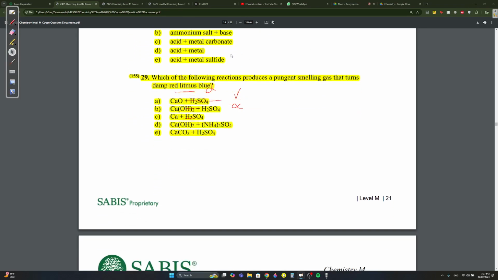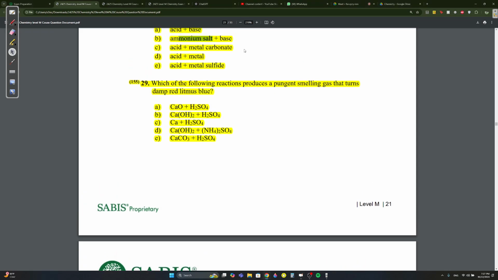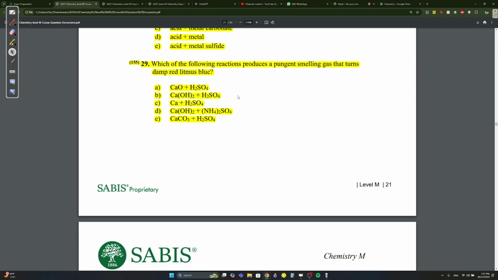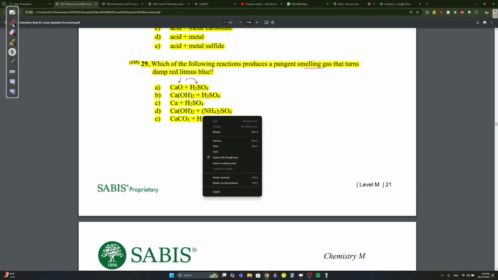Which of the following reactions produces a pungent smelling gas that turns damp red litmus paper blue? Obviously, the answer was B, right? Because we wanted ammonia. Which one gives me ammonia? Obviously not this. Obviously not this. Obviously not this. This is base. This is metal oxide plus acid. Obviously not. The only thing that can get me ammonia gas is when you have ammonium. Which is the only reaction? It's this one. Ammonium salt plus base. So we need ammonium salt plus base, so it's going to be this one.